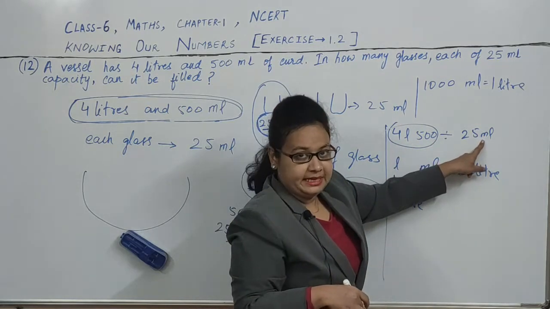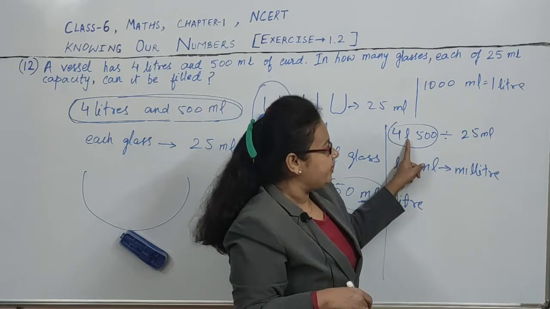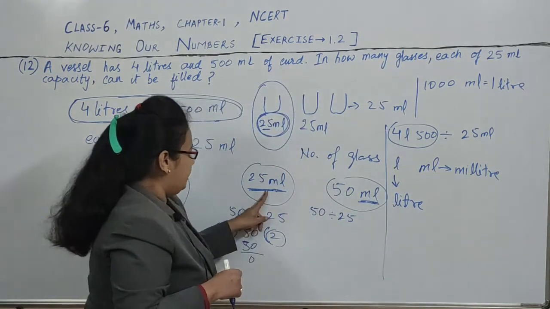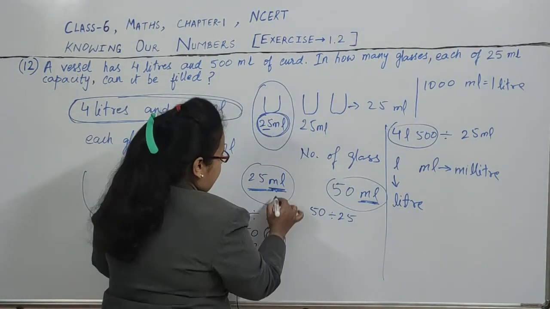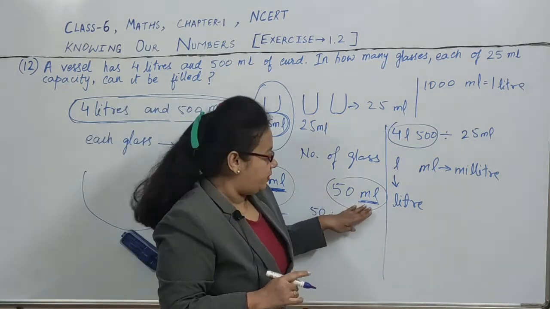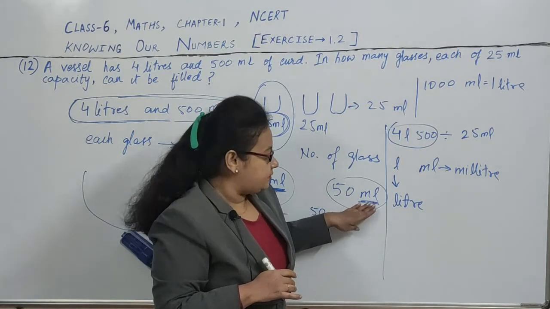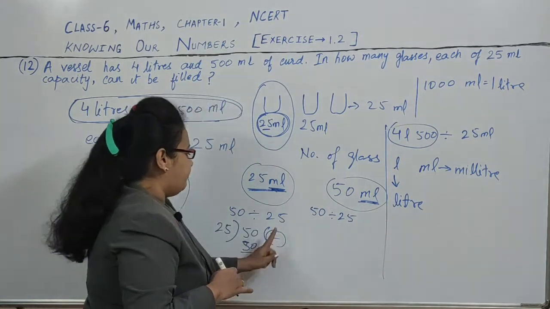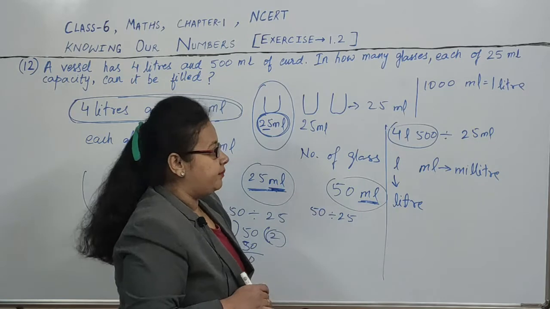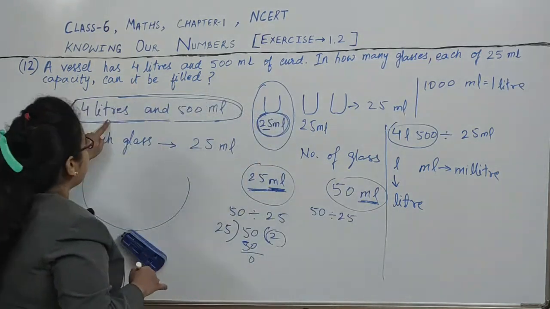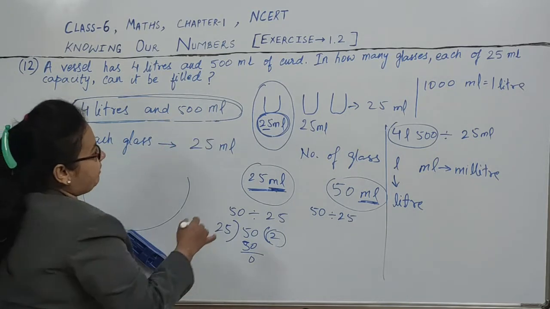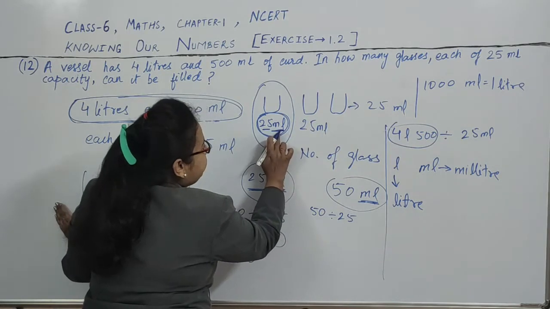And this is only milliliter. So we have to take either milliliter or liter. We have to convert this milliliter into liters. See, in this example, the capacity of the glass is measured in milliliter, and the total amount of curd was also in milliliter. So we divided it and found that 2 glasses will be needed to fill 50 ml of curd. But here we have 4 liters and 500 ml total curd.